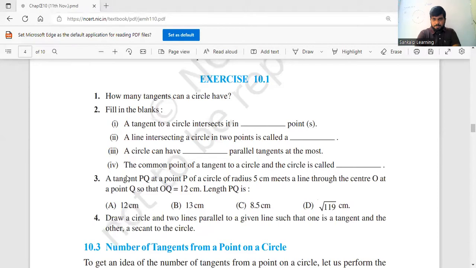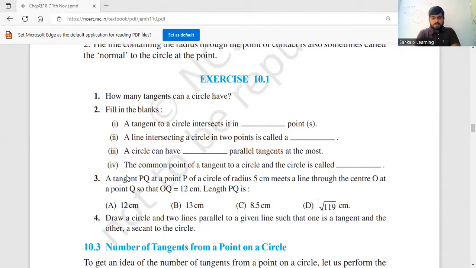A tangent PQ. What is PQ? PQ is a tangent at a point P. So where is the tangent drawn? At the point P of a circle. It meets a line through the center O at a point Q, so that OQ equals 12 centimeters. Find the length of PQ.